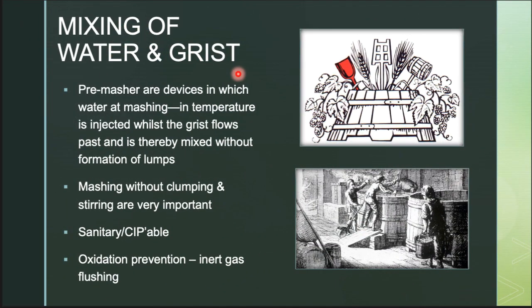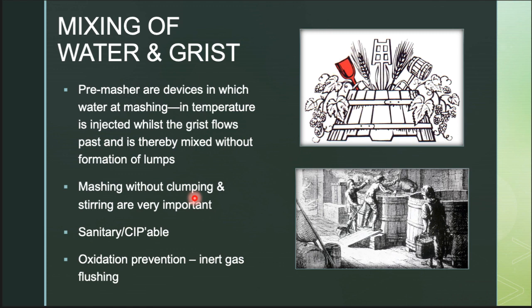Mixing of water and grist. Pre-mashers are devices in which water at mashing temperature is injected while the grist flows past and is thereby mixed without the formation of lumps. They are also called mash mixers or mash rehydrators. Ideal pre-mashers should allow mashing in without clumping, as clumping reduces the extract recovery.